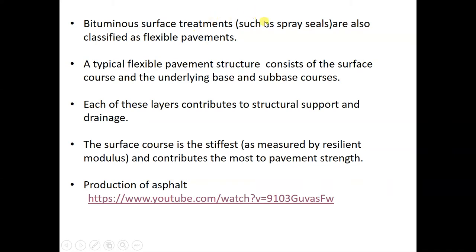Bituminous surface treatments such as spray seals are also classified as flexible pavement. So for flexible pavement, you could have asphalt, or it could be spray seals, chip seals, anything with a bituminous mixture. They are all considered flexible pavement. A typical flexible pavement structure consists of a surface course and underlying base and sub-base courses.